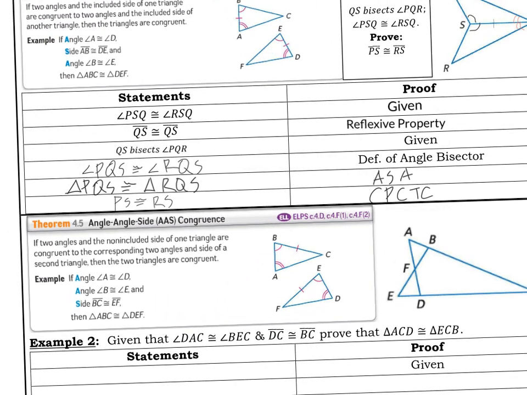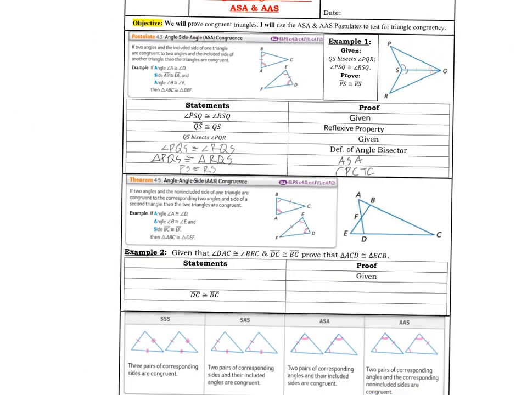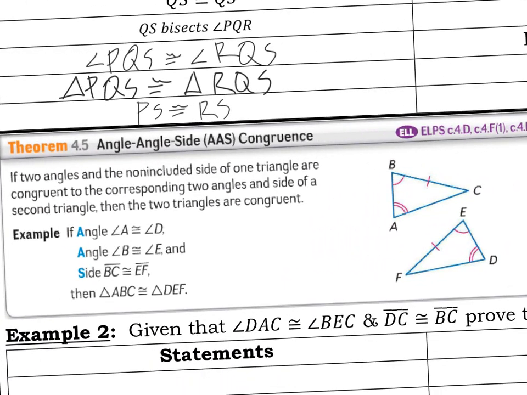So you'll pretty much use that CPCTC after you've proven that these two triangles are congruent, and you're trying to answer a follow-up question of, are these two angles congruent, or, in this case, are these two line segments congruent? So I hope that makes sense. So yeah, that problem's done. So let's turn our attention to this.